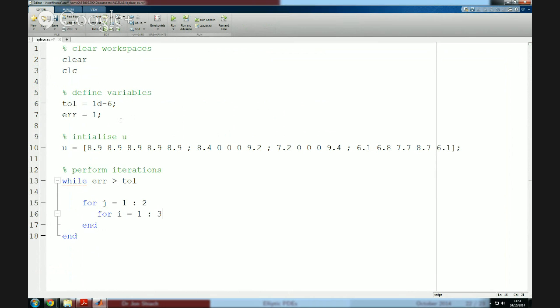Inside loop is the I loop. Now this loops along the columns. So when J is 1, I goes 1, 2, 3, then J goes up 1, and I goes 1, 2, 3. Okay.